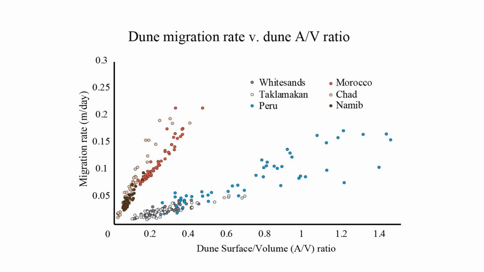And you can clearly see that there's a universal linear correlation between the surface to volume ratio and the corresponding migration rate. So this proves that the surface to volume ratio is a major control on the speed of this dune. And this is related to the fact that more surface area gives you a higher proportion of sand that is affected by the wind, right?